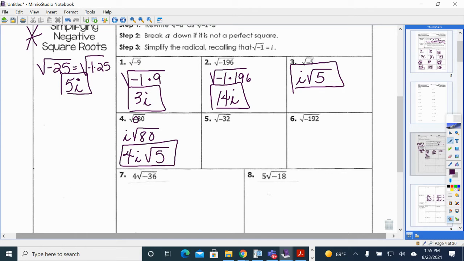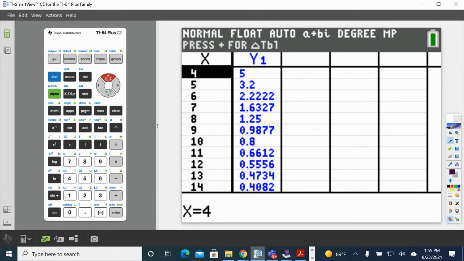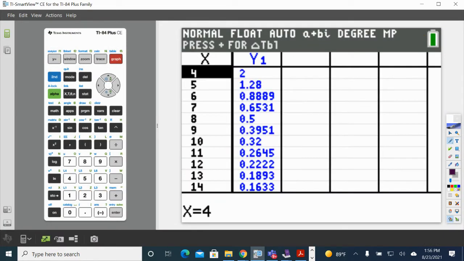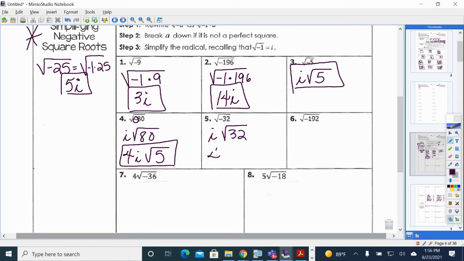Number 5, I've got the square root of negative 32. Again, that negative that's under the radical is the square root of negative 1, which means I have an i outside. Deal with that first. Then the 32. 32 divided by the x squared. Go to your table of ordered pairs, and it's 4 radical 2. So my answer is 4i square root of 2.